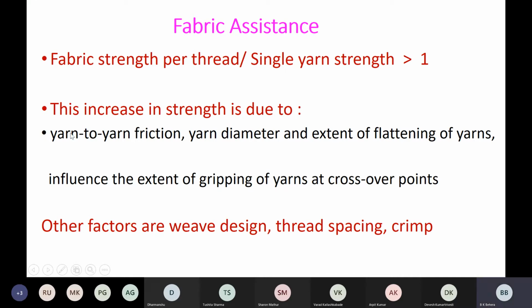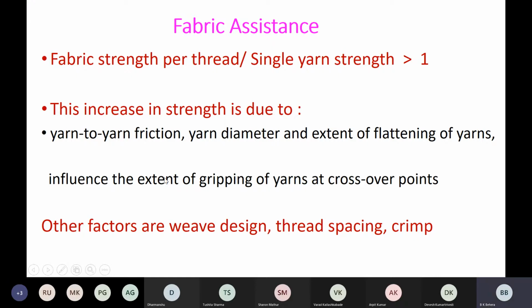So this frictional force, which is responsible for the increase in strength called fabric assistance, is due to the diameter of yarn and extent of flattening of yarn at the contact point. These two things influence the extent of gripping of yarn at the crossover points. Gripping is basically because of the friction. Friction is due to contact area. Contact area is influenced by yarn diameter and yarn flattening.